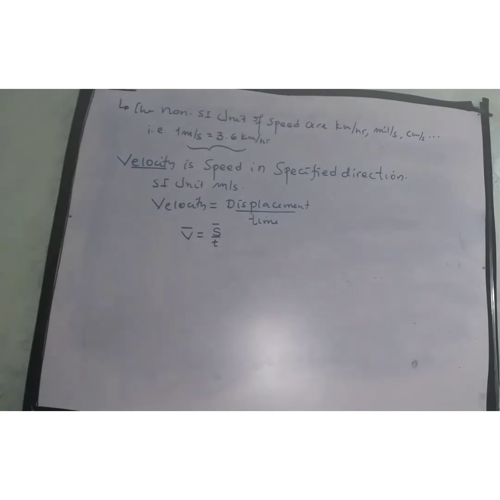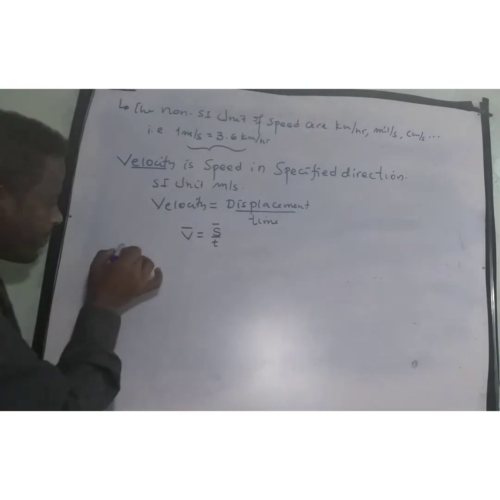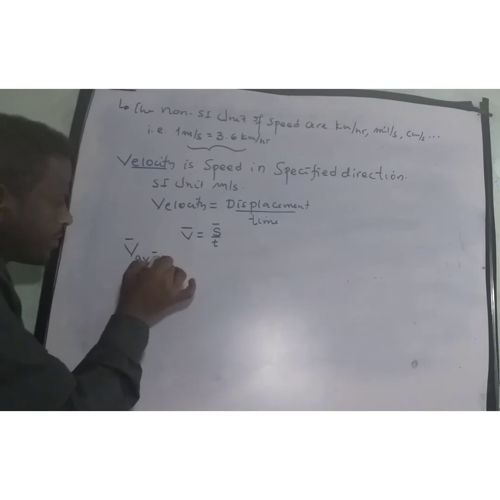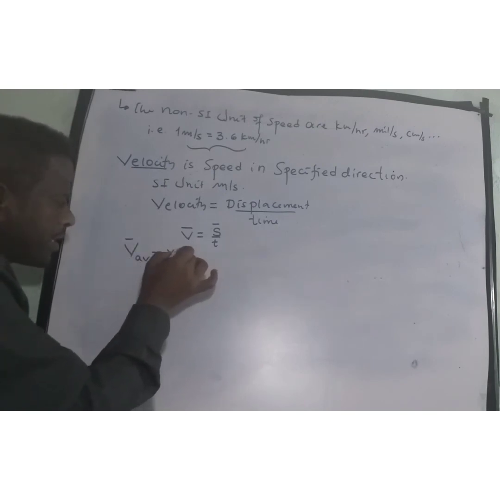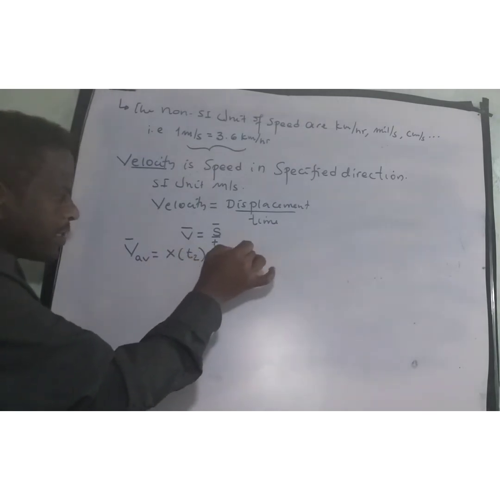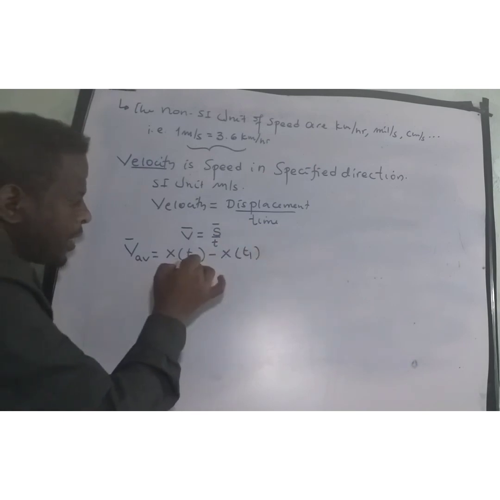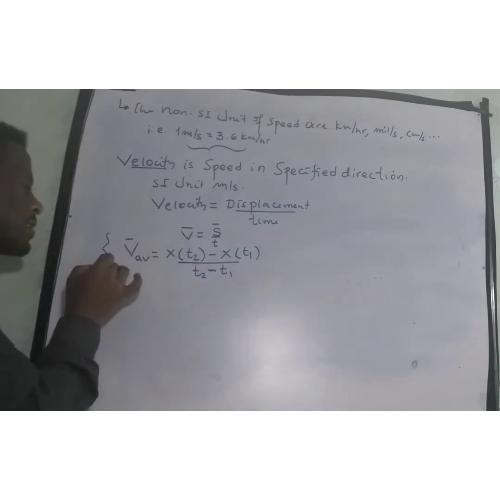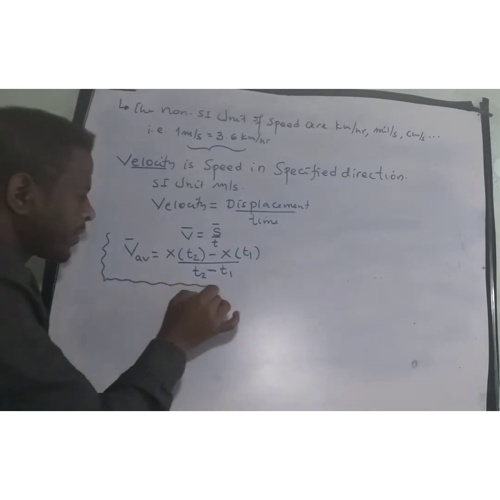And the average velocity v average equals displacement at t2 minus displacement at t1 over t2 minus t1. This is the average velocity.